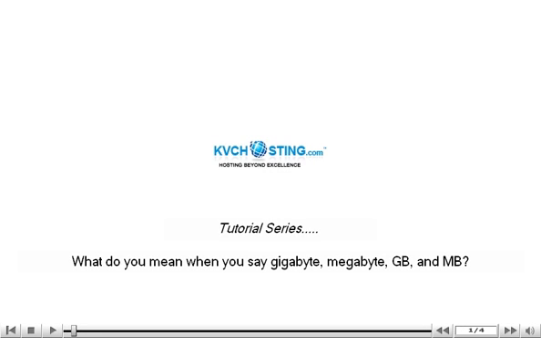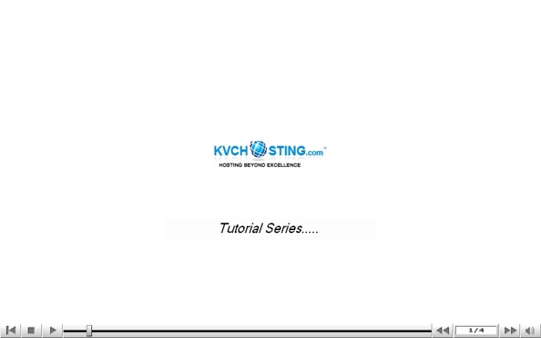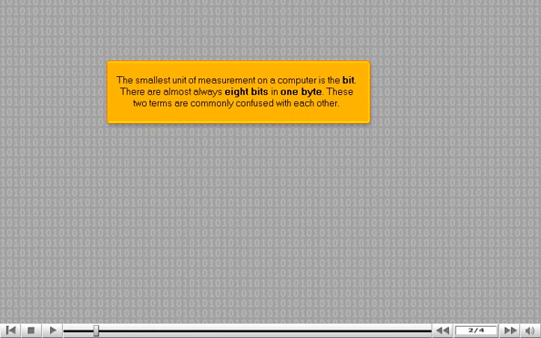What do you mean when you say gigabyte, megabyte, GB, and MB? The smallest unit of measurement on a computer is the bit. There are almost always 8 bits in 1 byte. These two terms are commonly confused with each other.